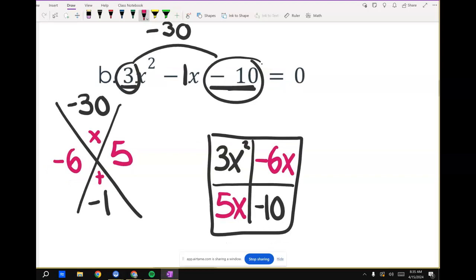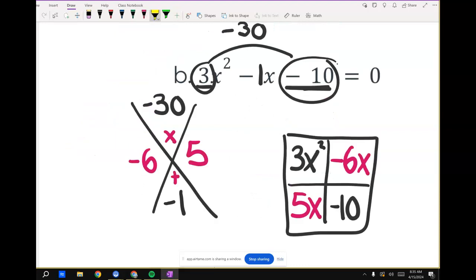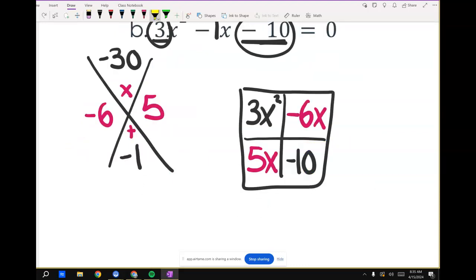So here we have to pay attention to negatives when we factor out. Looking across my first row, the greatest common factor of 3x squared and negative 6x would be 3x. The greatest common factor of my second row, 5x and negative 10, would be 5. Looking down my columns, the greatest common factor between 3 and 5 is 1, so I can just take out an x from both.